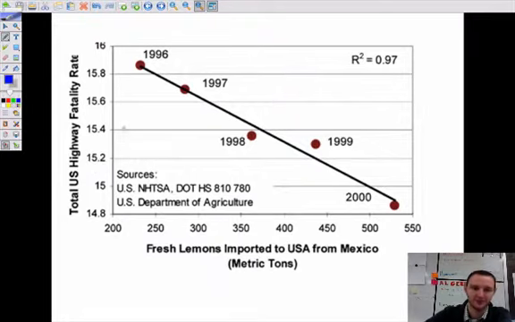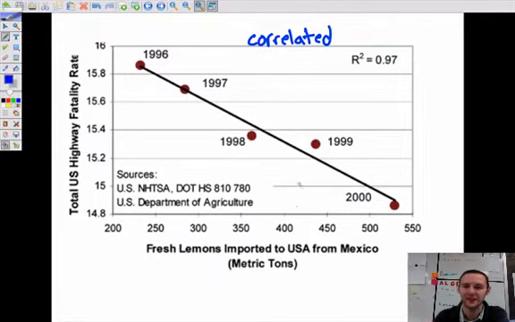Okay? So these two things would be correlated. Even though it doesn't make a ton of sense, there is still a correlation there because you can see these fatality rates are going down every time the fresh lemons goes up. So there is a correlation here. However, this more lemons imported does not cause more deaths on the highway.